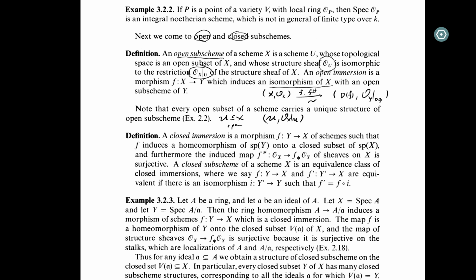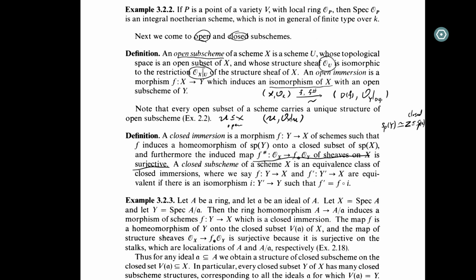Then a closed immersion is a morphism of schemes such that f induces a homeomorphism of the topological space of Y onto a closed subset of the topological space X. So it means the topological space of Y is homeomorphic to some closed subset of X, and the induced map of sheaves is surjective. This is called a closed immersion.